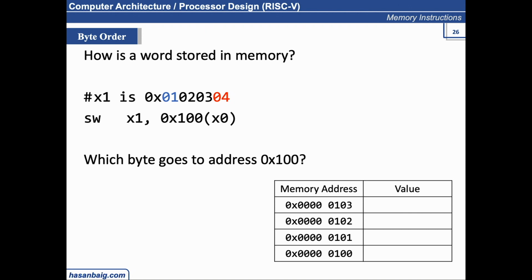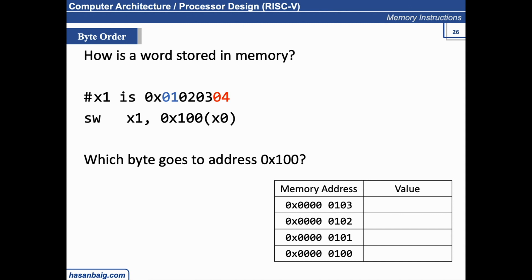Again, 100 is pointing to a memory address where the value stored in x1 should be stored. So again, we are copying the entire word, and you are just looking at memory in the form of bytes. Okay, so this is the first byte, the second byte, third, and fourth.